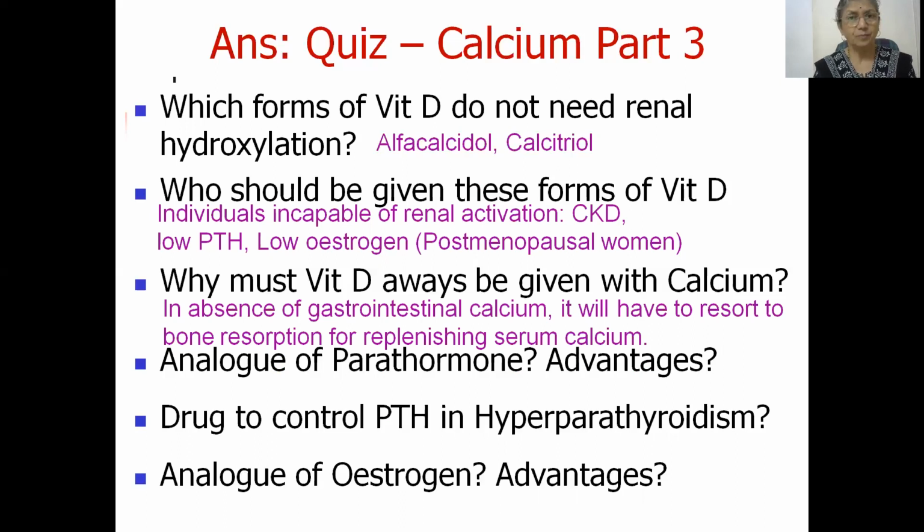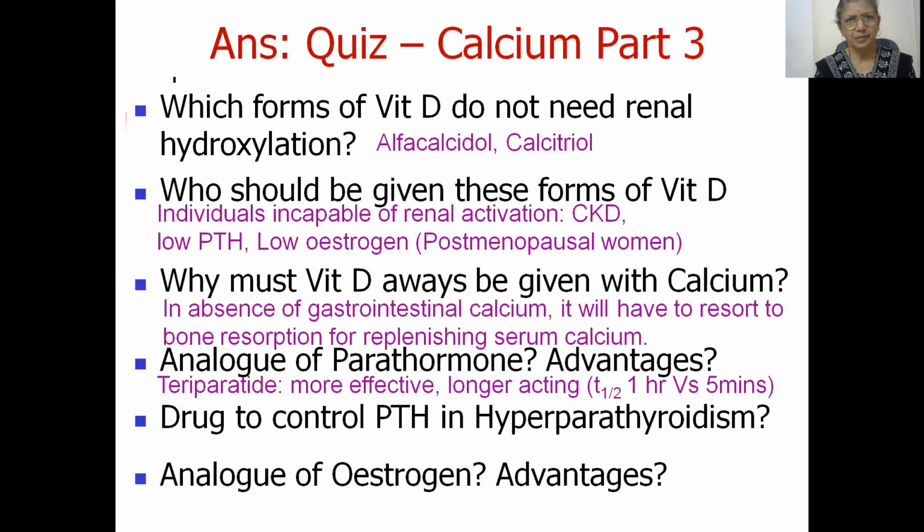Which is the analog of parathormone which is being commonly used? It is teriparatide, the first 34 amino acid sequence, and it is more effective and longer acting. Parathormone has just a half-life of 2 to 5 minutes, whereas this has a half-life of 1 hour. But even then, because of only 1 hour half-life, we can use it on a daily basis to give intermittent exposure, which can give us bone deposition as a major effect.